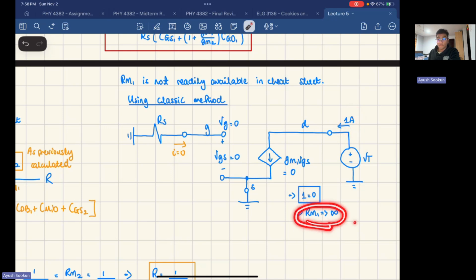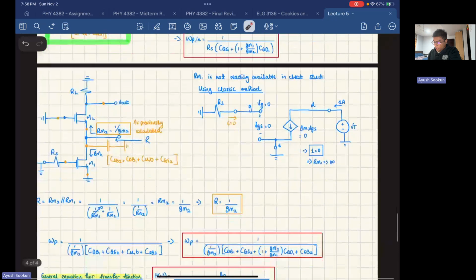So Rm1 is equal to infinity, right? Rm1 is equal to infinity. That means it's an open circuit. All right, it's an open circuit. There's no current flowing through it. 1 cannot be equal to 0. So what does that mean?